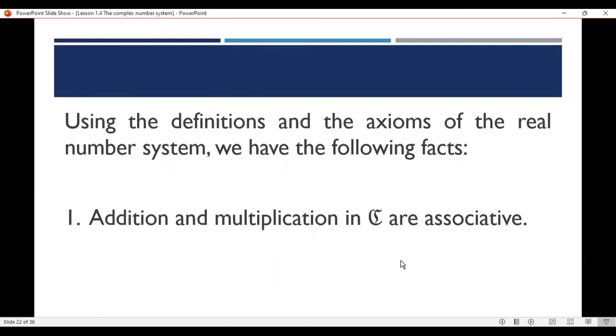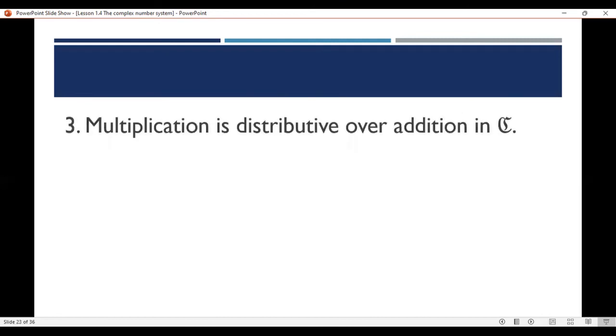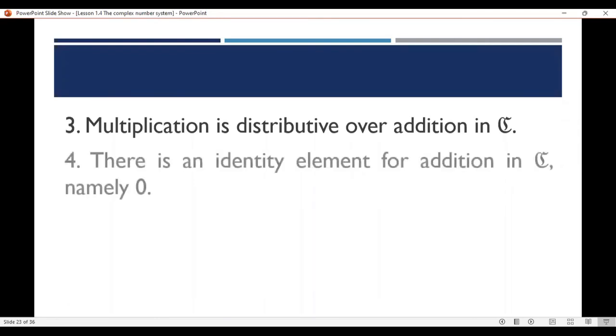Addition and multiplication in complex are associative. Pwede mangyari kasi may closure nga, di ba? Pwede rin magkaroon ng associativity. Second, addition and multiplication in complex are commutative. Yes, meron ding commutativity na mangyayari. Then, kung siya ay commutative and associative, pwede rin mangyari ang distributive sa multiplication. Multiplication is distributive over addition in complex. So, pansinin nyo yung ating mga properties, ha? Closure, associativity, commutativity, and distributive over addition.